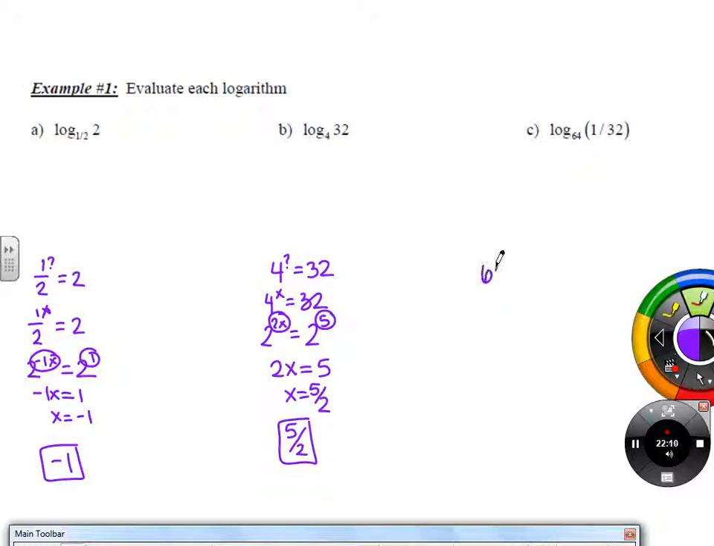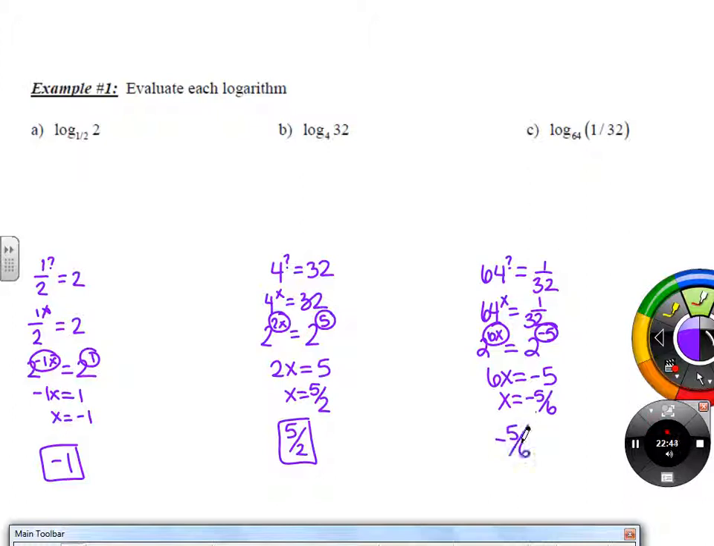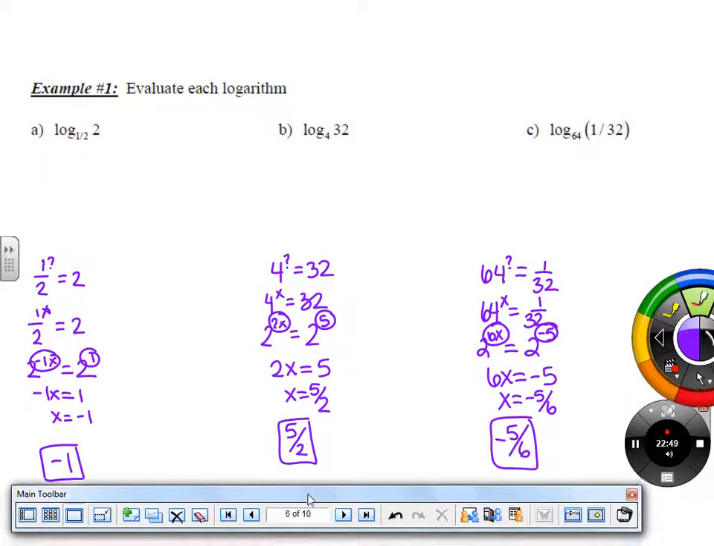The last one, do I know what power to put on 64 to get 1/32? And if I don't, then I'm going to rewrite using x to kind of symbolize where the answer I'm looking for should be. So 64 is like 2 to the 6th power. And 32 is like 2 to the 5th power. But it's in a fraction, so I'll use that negative exponent. I'll set them equal. So I have x equals -5/6. In other words, my answer is -5/6, or -5/6 is the exponent I would place on 64 to get 1/32 as an answer.